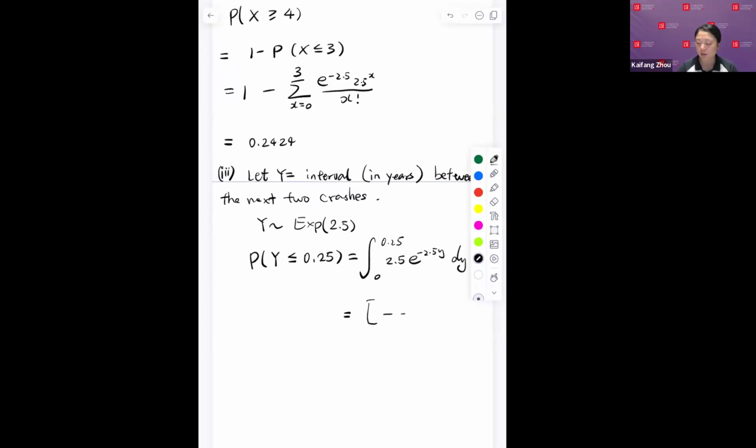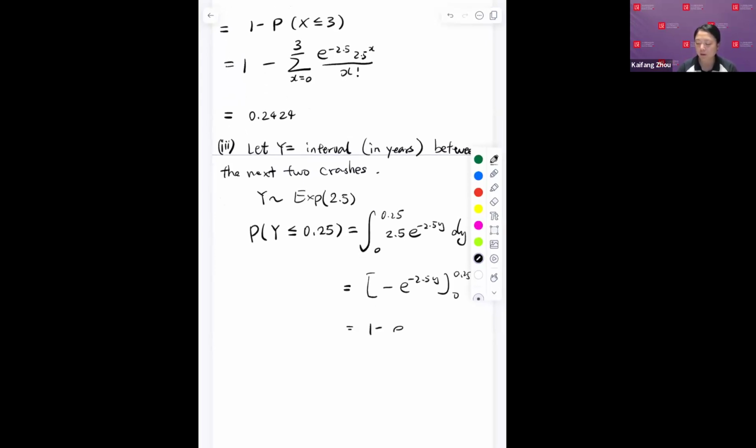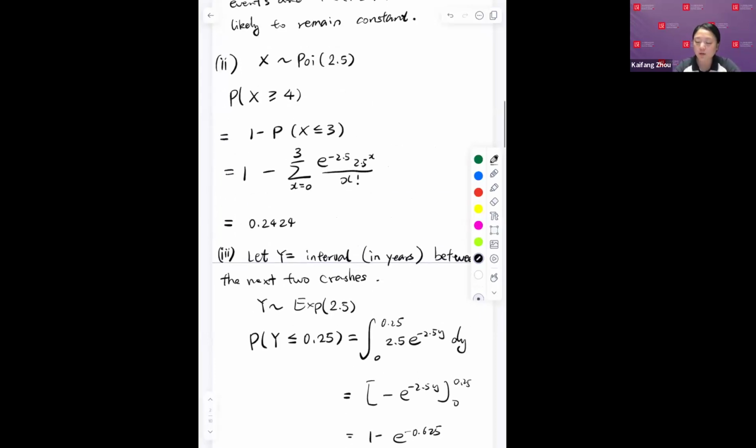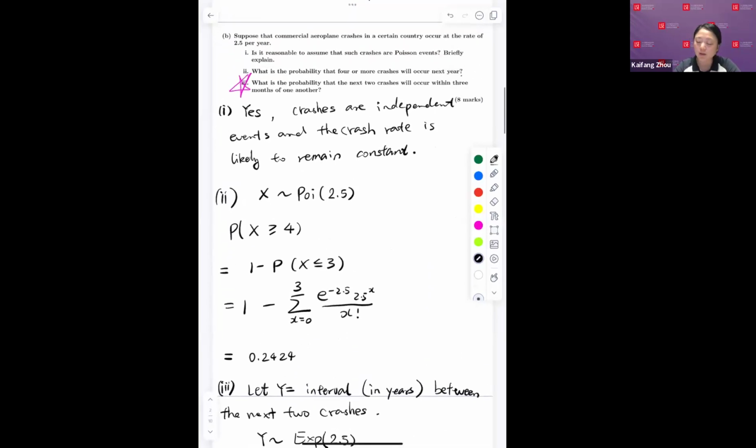It should be equal to negative e to the power minus 2.5 y from 0 to 0.25, and quickly doing the calculation, this is equal to 1 minus e to the power minus 0.625. Then use your calculator, and you can get your final answer equal to 0.4647. All right, so this should be a simple question. The only challenging part is the third part.